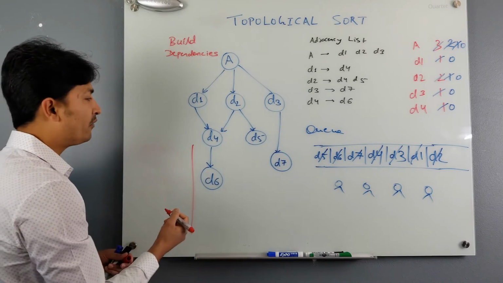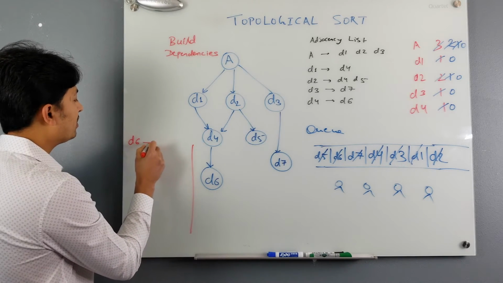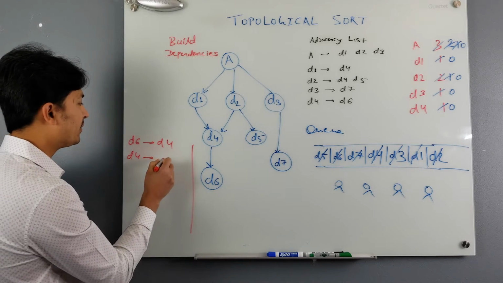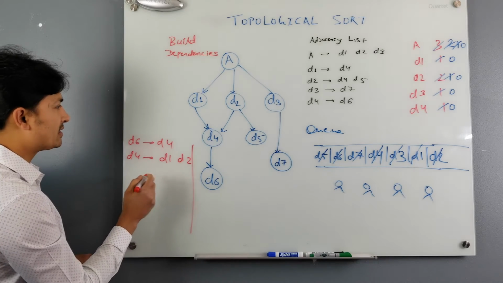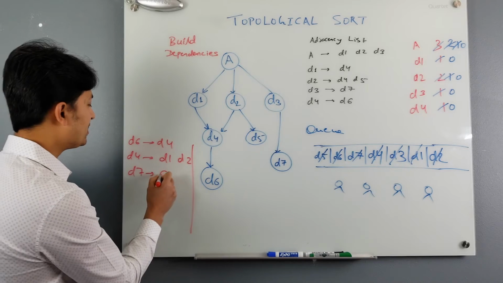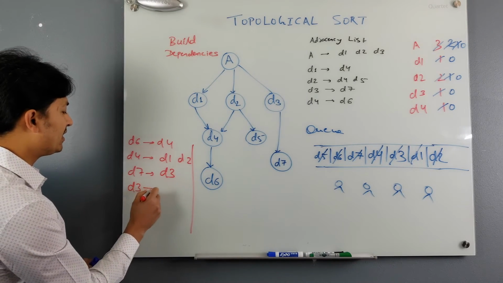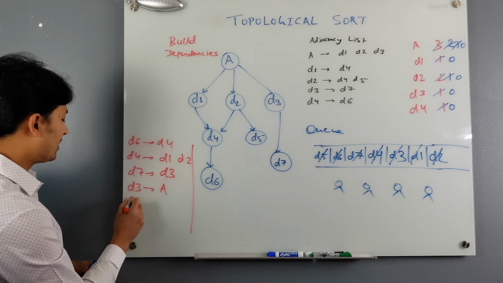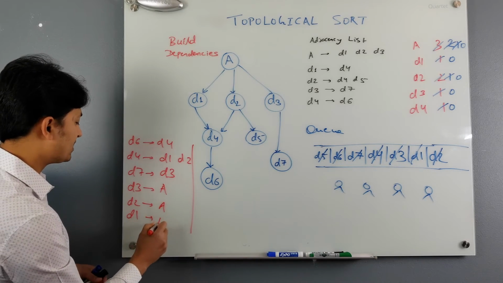you can create a map where you say D6 is the dependency for D4. D4 is the dependency for D1 and D2. And then you can say D7 is a dependency for D3. Likewise, you can say D3 is dependency for A, and then D2 is a dependency for A, and D1 has dependency for A.